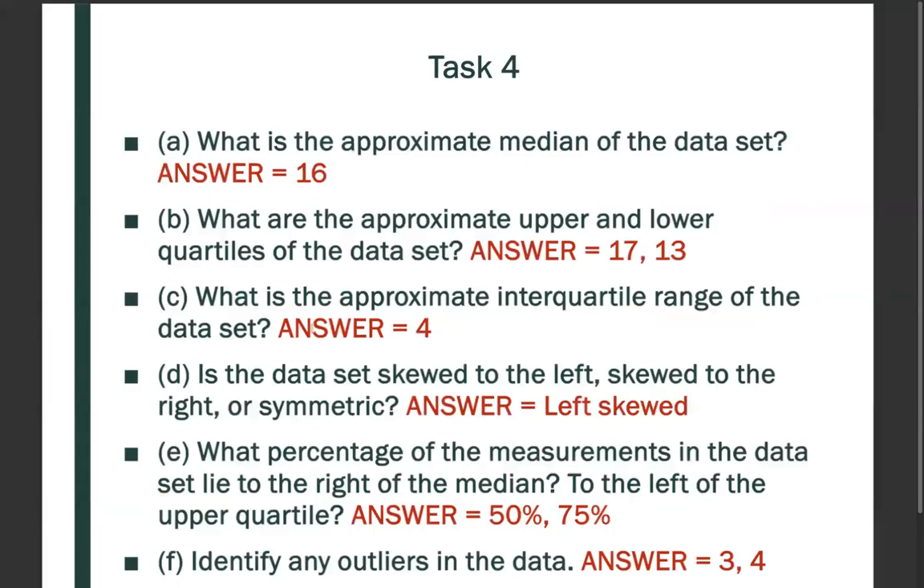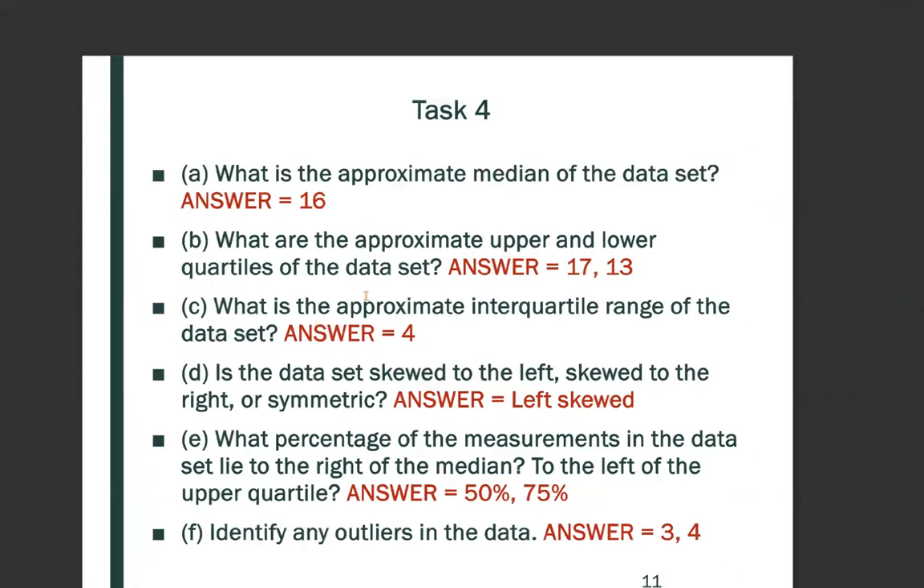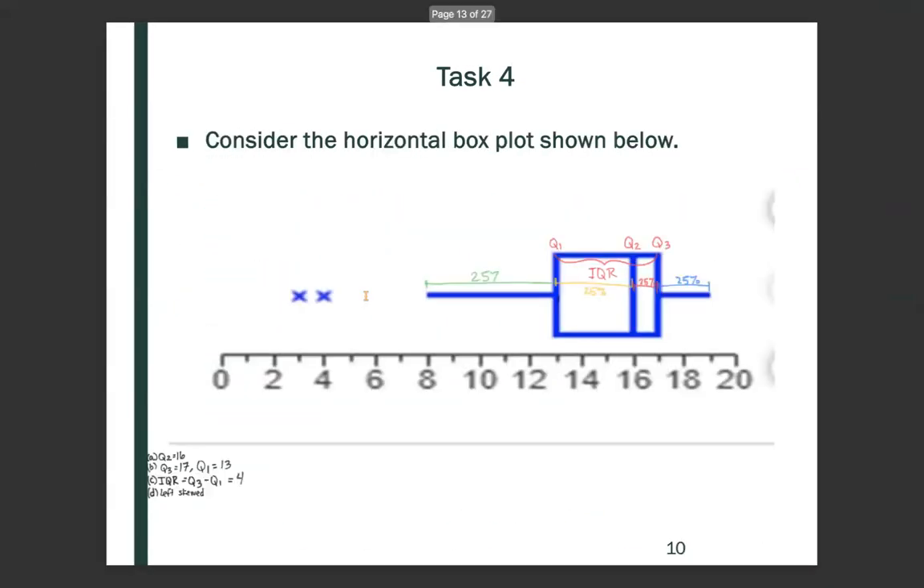Okay, the second question is, what are the approximate upper and lower quartiles of the data set? So the upper quartile is approximately 17, that's Q3, and then the lower quartile is approximately 13. C is we want to know what is the approximate interquartile range of the data set. We can find that by doing Q3 minus Q1. So that would be 17 minus 13, which is 4.